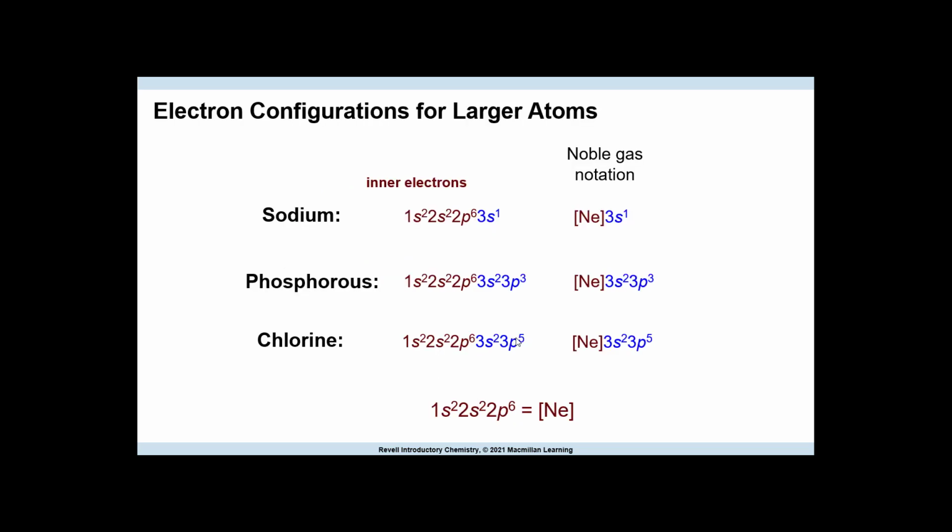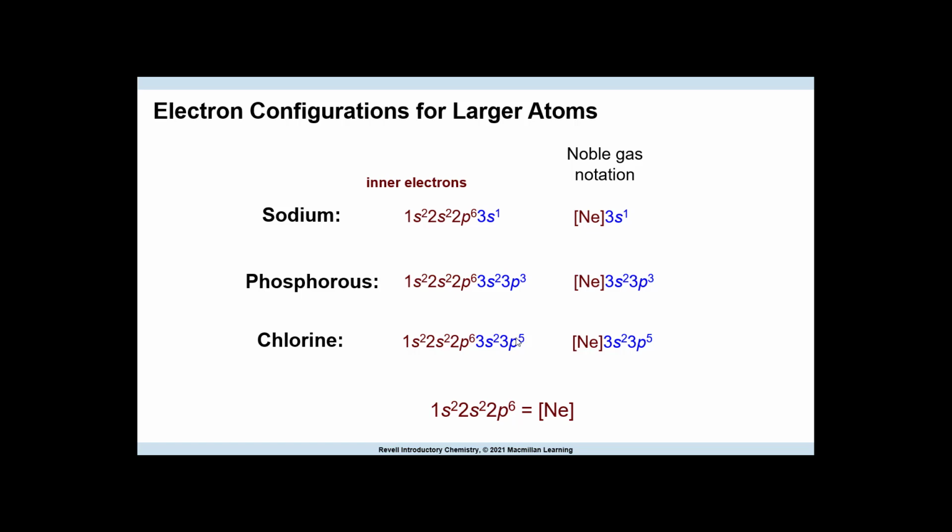So let's take a look at other configurations for larger atoms. Let's start with elements in row 3. We pulled 3 elements from row 3: sodium, phosphorus, and chlorine. If you ever want to know the atomic number, add up the electron configuration or look at a periodic table. Sodium is 11, and we can add that up and see that it's 11. Then phosphorus is 15, and chlorine is 17.